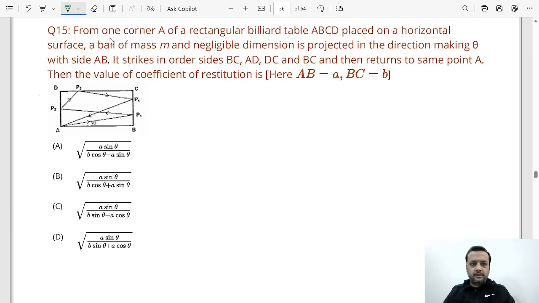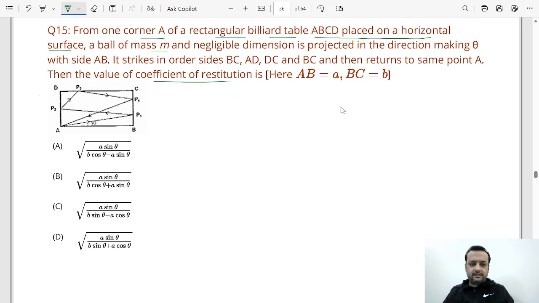In this question, from one corner A of the rectangular billiards table ABCD placed on a horizontal surface, a ball of mass m and negligible dimension is projected in a direction making an angle theta with the side AB. It strikes the sides BC, AD, DC, and AB in order, and then returns to the same point. So basically we have to find the coefficient of restitution.